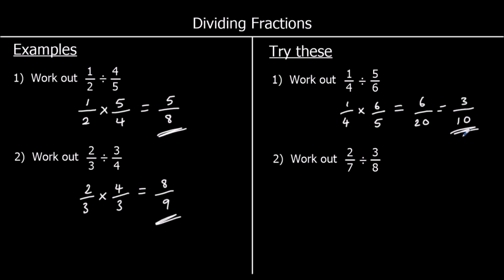Question 2. So we've got 2/7 divided by 3/8. Dividing by 3/8 is the same as timesing by 8/3. So let's times the top, 2 8s are 16, times the bottom, 7 3s are 21, and they aren't in the same times table, so that is our answer, 16/21.